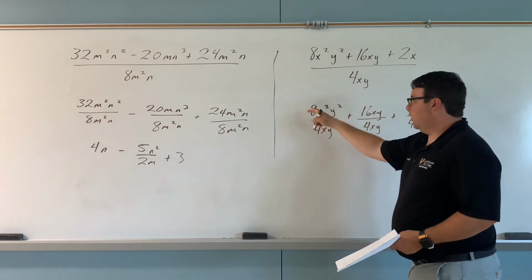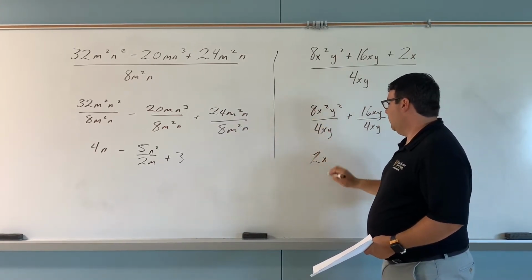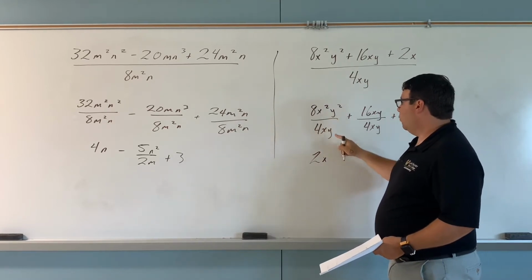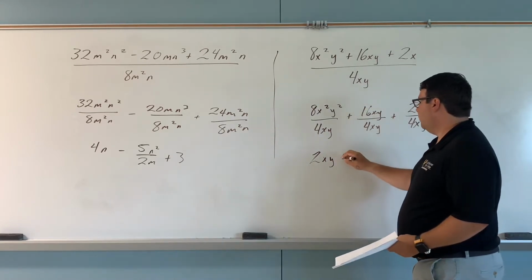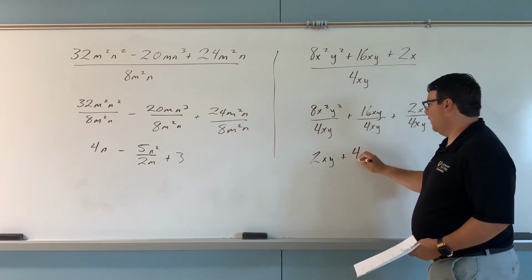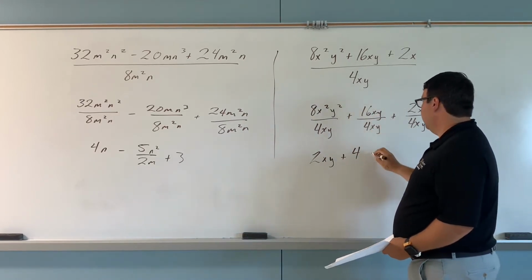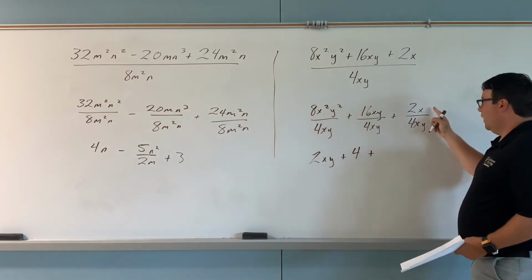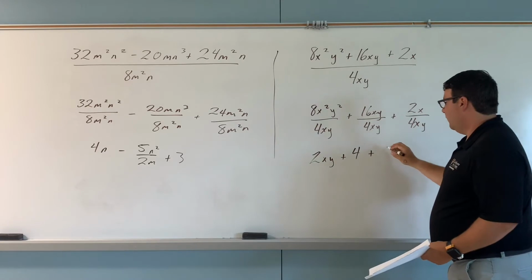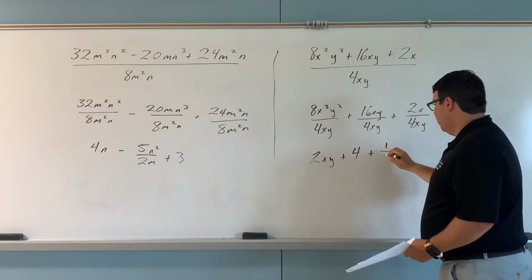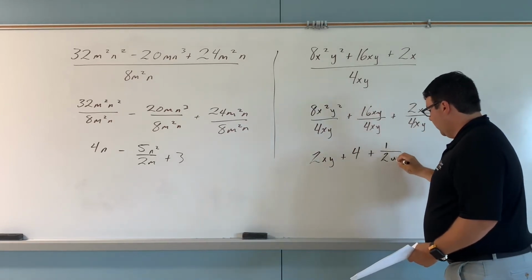For this first term, 4 goes into 8 perfectly 2 times. X squared and x leaves me an x in the numerator. Y squared and y gives me a y in the numerator. Plus, 4 goes into 16 perfectly 4 times. Xy cancels with xy, leaving me just the 4 there. Plus, in this case, 4 does not go into 2, but I can simplify both of these by 2. That leaves me 1 over 2. My x's cancel, but that leaves me a y in the denominator.